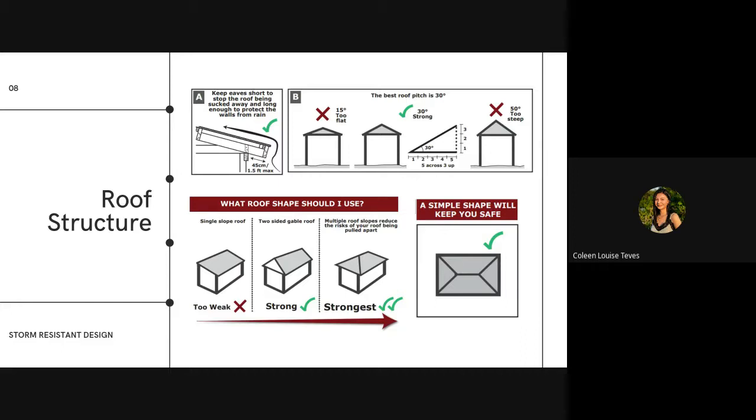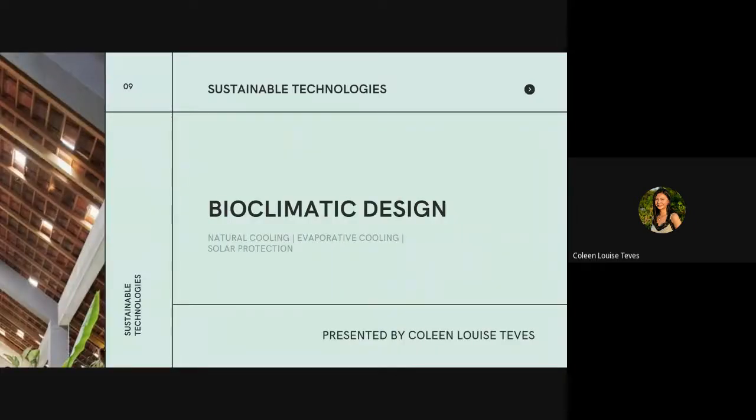So next, next slide, please. So we have climatic designs where we'll discuss the natural cooling, evaporative cooling, and solar protection. This is very applicable if you want to formulate your design strategy on the economic and passive design side. Next, please.